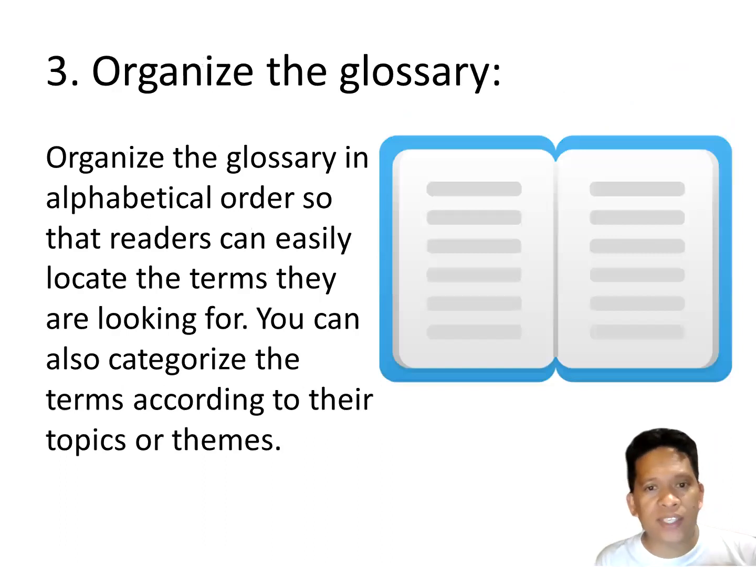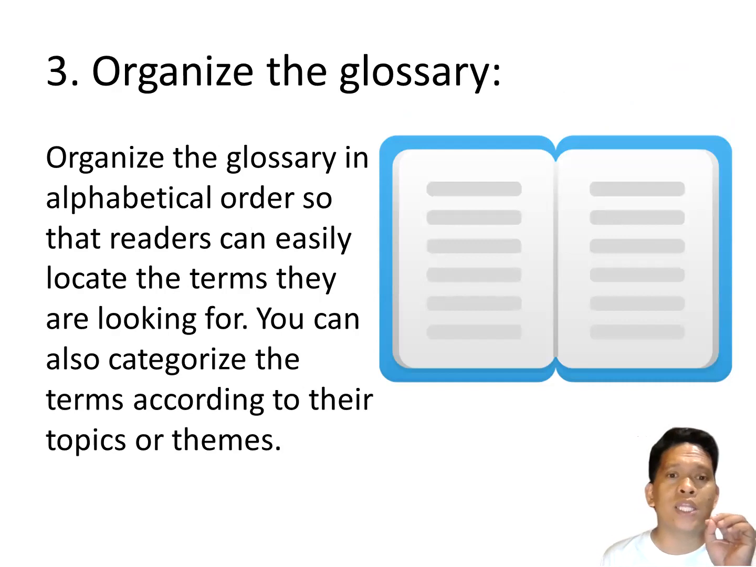Number three, organize the glossary. How will you organize it? Of course, in alphabetical order so that readers can easily locate the terms they are looking for. You can also categorize the terms according to their topics or themes. But of course, do not forget to make it alphabetical in order. Okay, A to Z for the users to easily find the terms that you are trying to define.